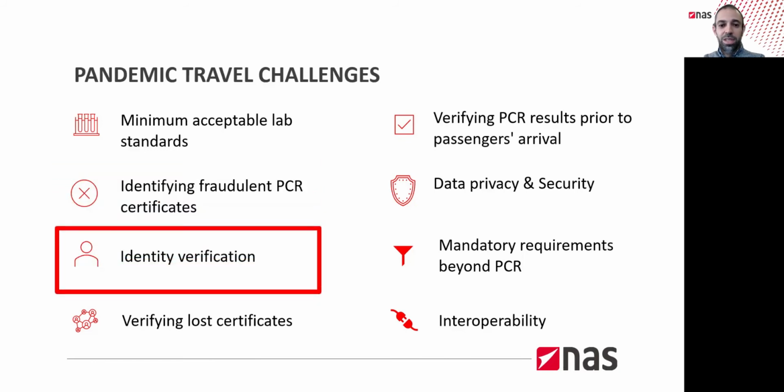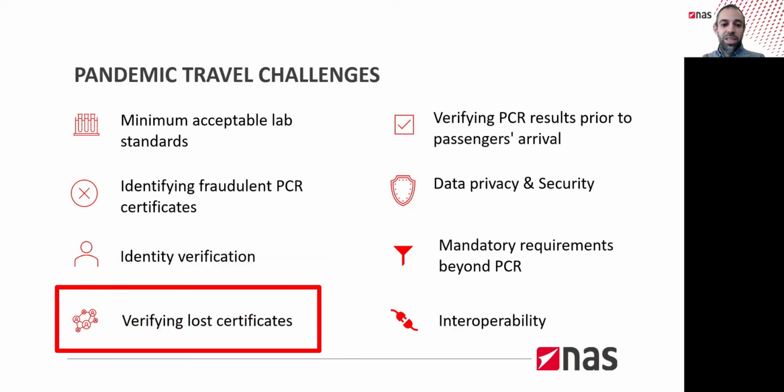The next challenge is matching the identity of the passenger to the person who took the test. And the way we solve it is, at the time of taking the PCR test, each passenger's biometric identity is collected and saved in the blockchain together with the results. When passengers arrive at your airport, their biometric identities are cross-checked along with the PCR test results on the blockchain.